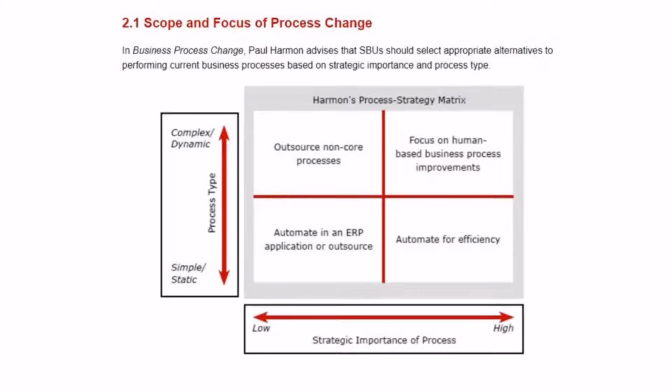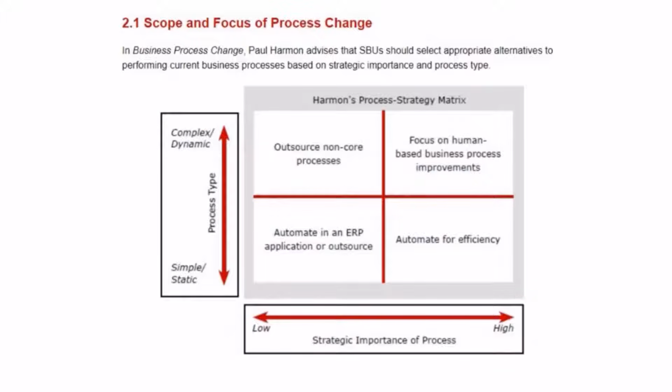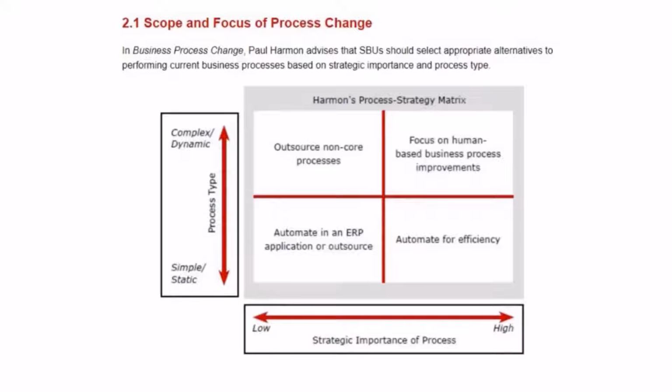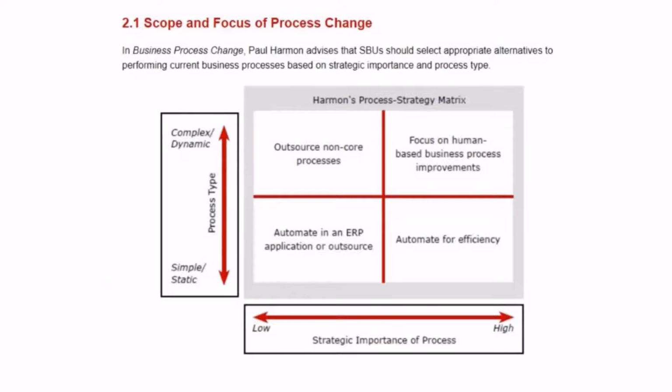Here's the model. As you can see, it's a classic two-dimensional consultant's matrix. On one dimension, we have strategic importance of the process. On the other dimension, we have process complexity. Now, before we go further, I want to remind you of an important aspect of the SBL exam. You will not get marks for academic knowledge dumps of models. You'll only get passing credit when you present well-crafted ideas that help the business leadership solve their problems. So we're going to use this model just as a management consultant on an engagement would.